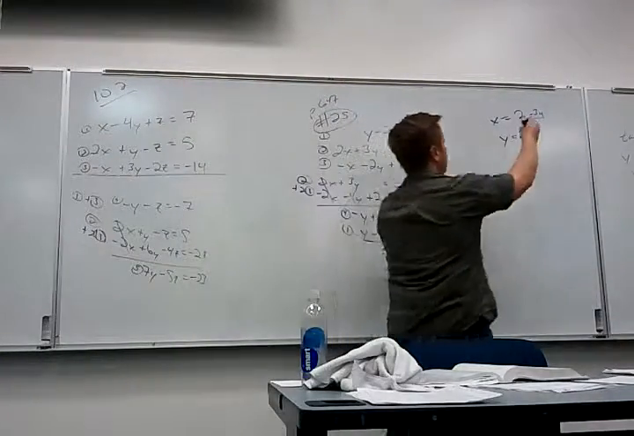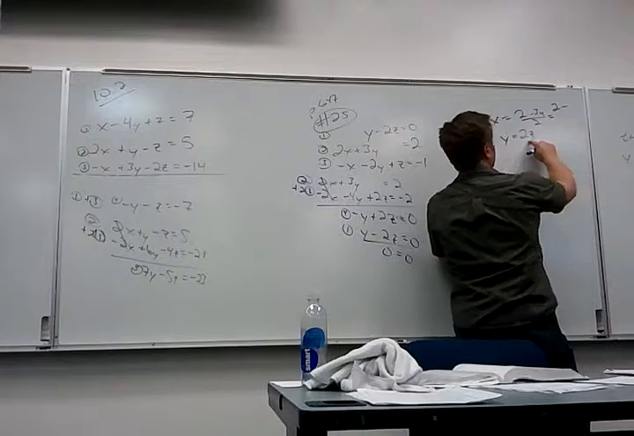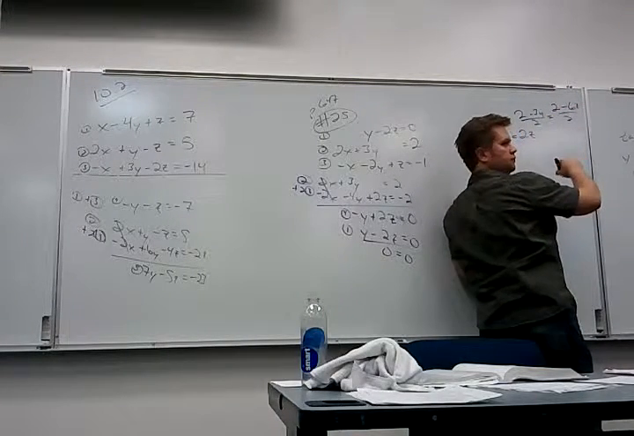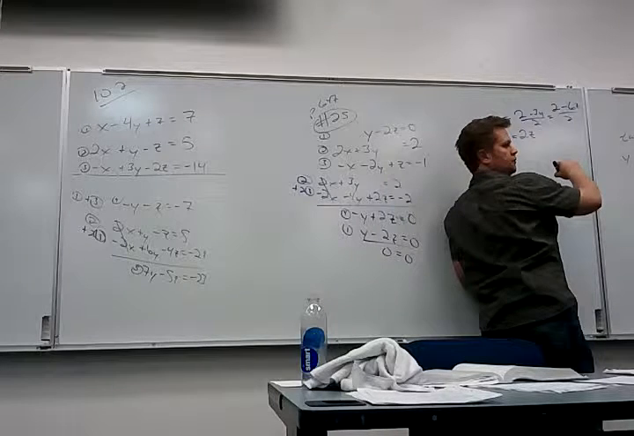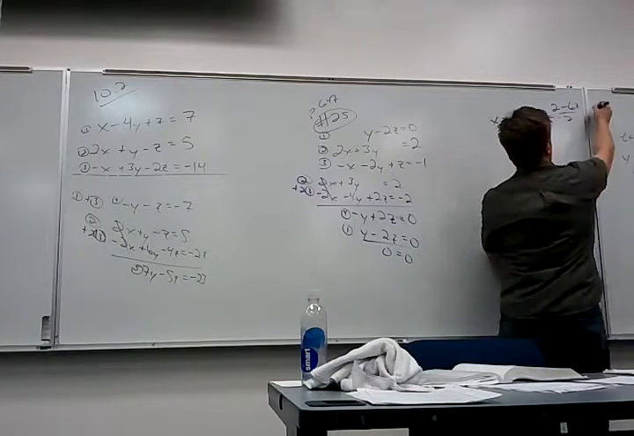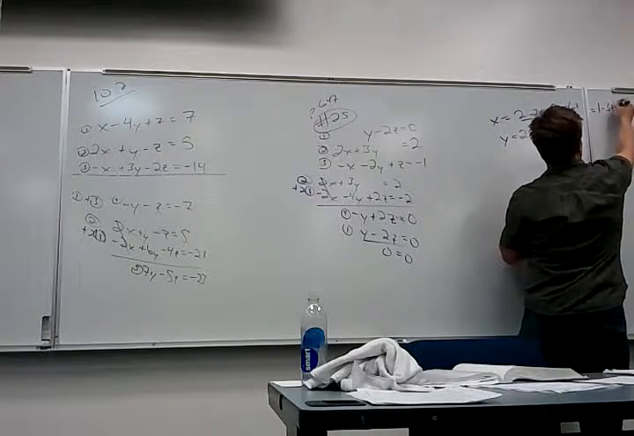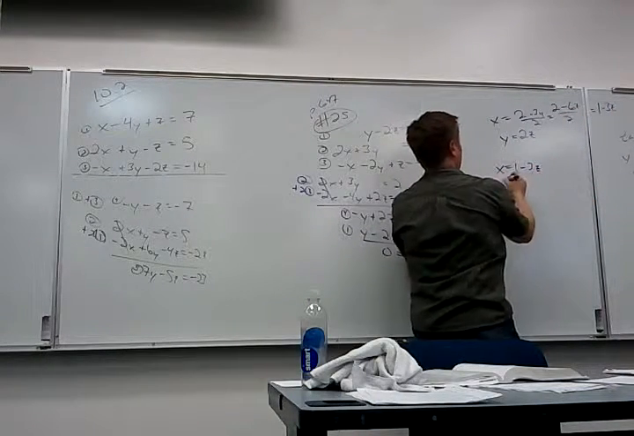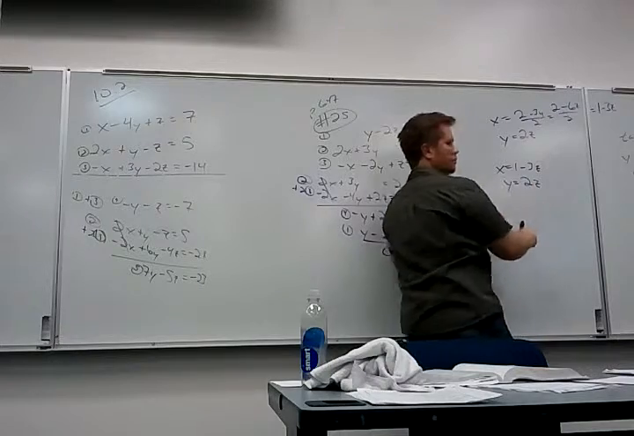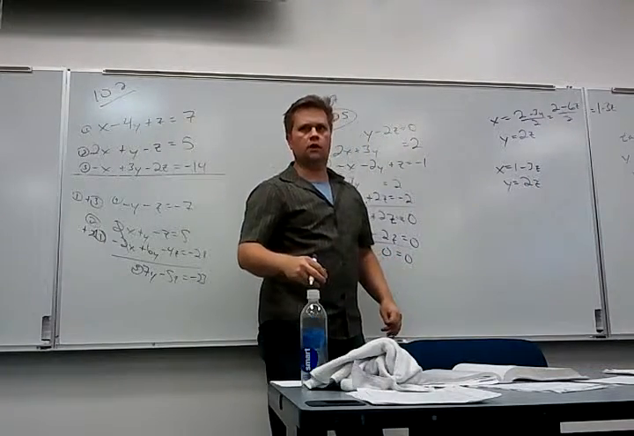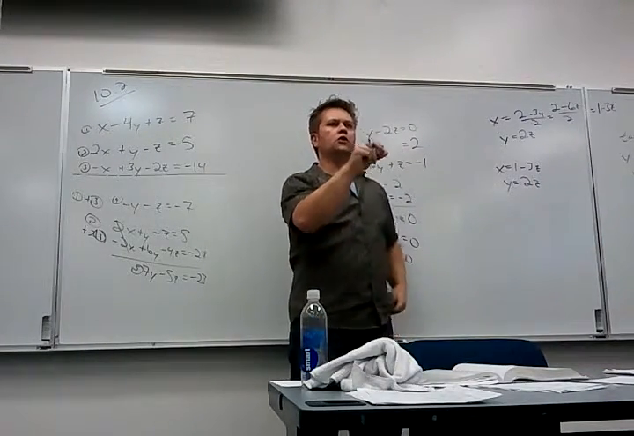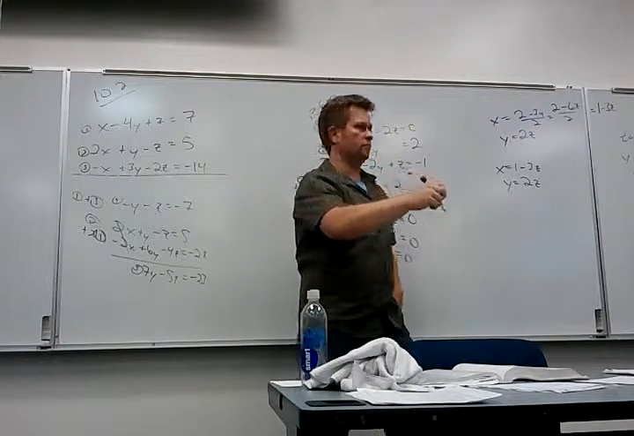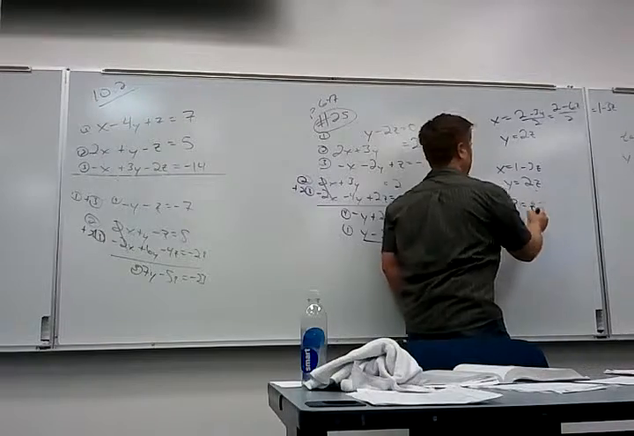So what's x then, really? 2 minus 6z over 2, which is 1 minus 3z. So x is 1 minus 3z. Y is 2z. How we doing? See, what I'm trying to do though is I want to base everything on that last variable. Z is Z. It can be whatever it wants to be.